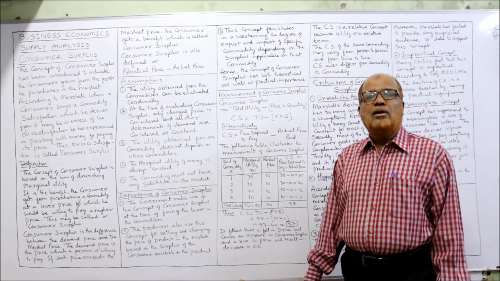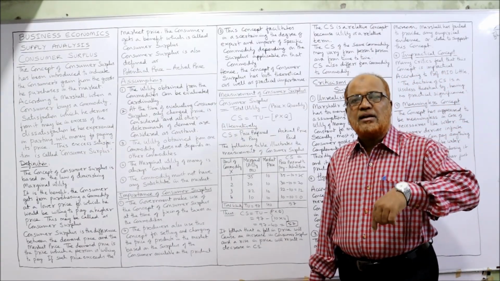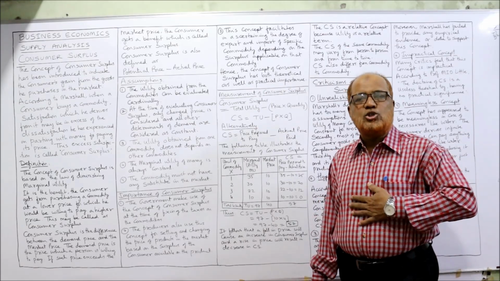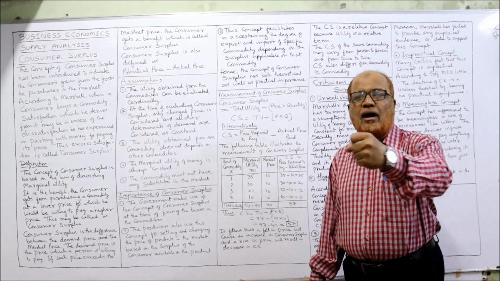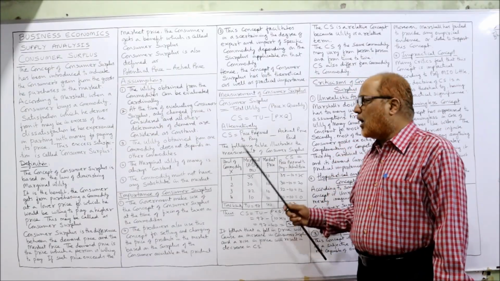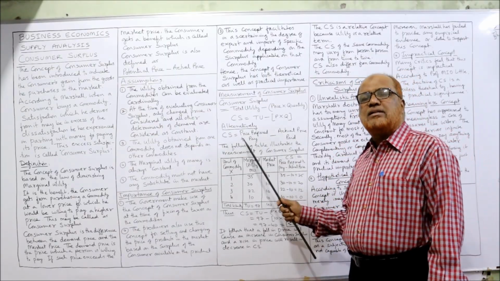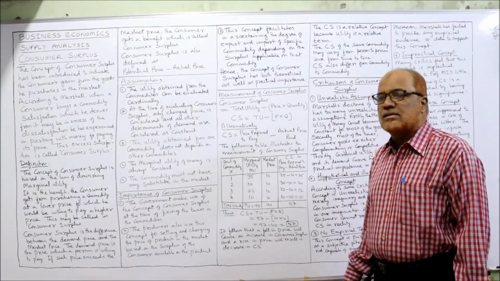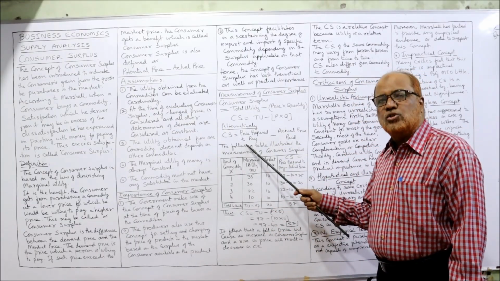Just now I told you the price willing by the consumer to pay. I am the consumer. I am willing to pay 100 rupees, whereas the market price is 80 rupees. So 100 minus 80, 20 is the consumer surplus. This is the formula for calculating consumer surplus.